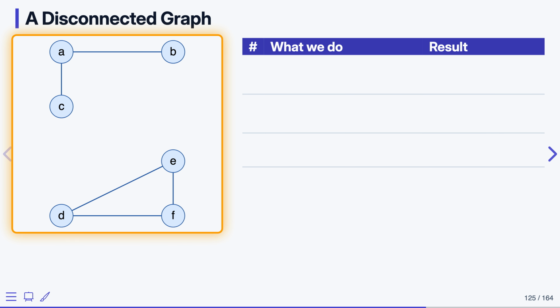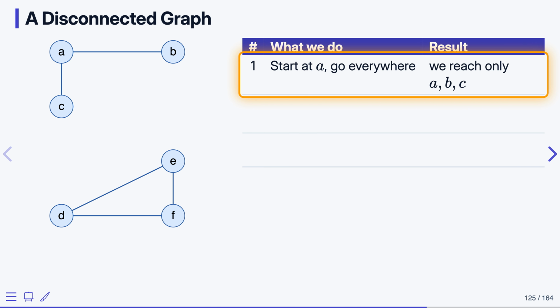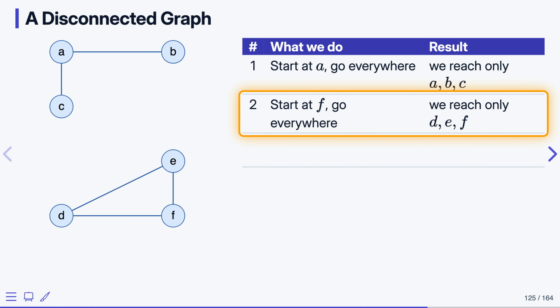Now the second graph, and here the answer is no. Step 1. Start at A and walk as far as you can. From A you reach B and C, and from those you reach nothing new. So the whole trip gives you only A, B, and C. Step 2. Now start at F. From F you reach D and E, and again nothing new. So you get only D, E, and F.